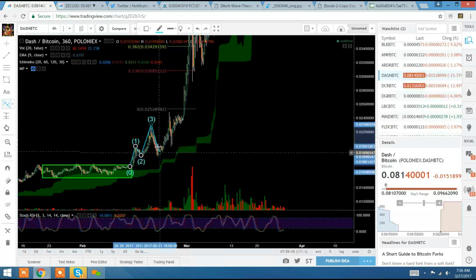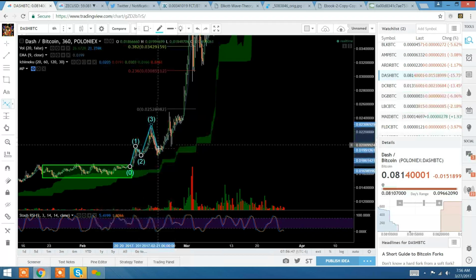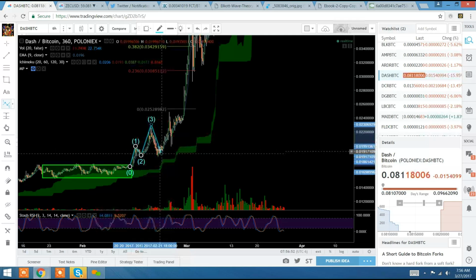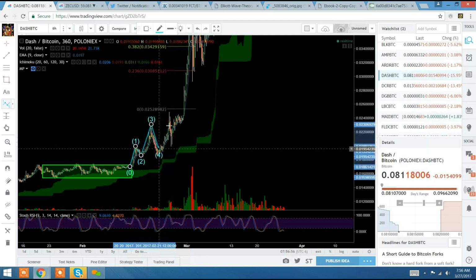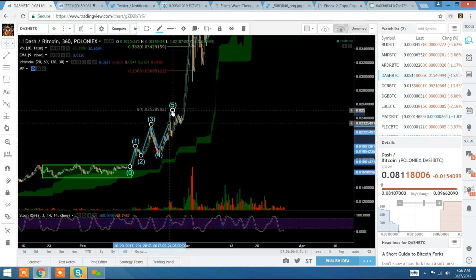I was expecting it to go here, about 190, and it went to like 170. But it did turn around, and it gave us this wave. But then it did not give me the ABC correction.